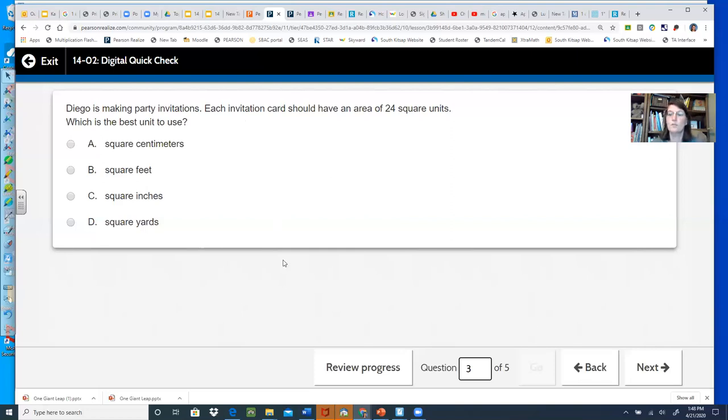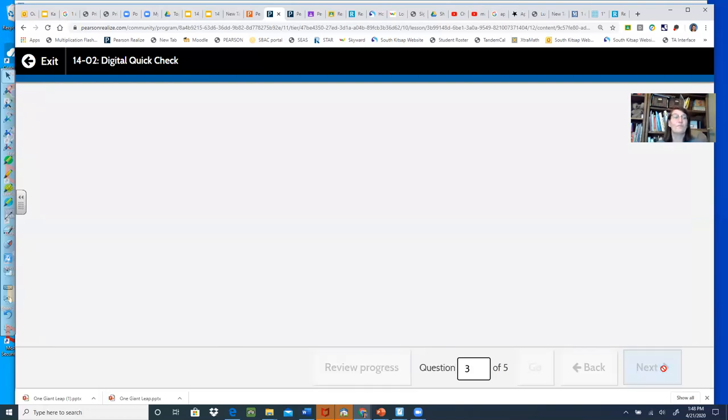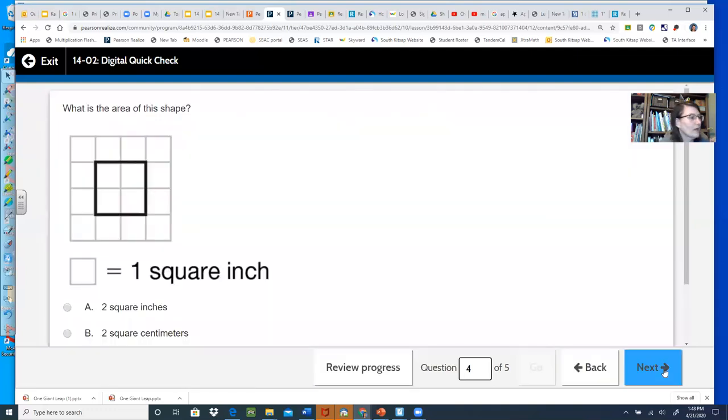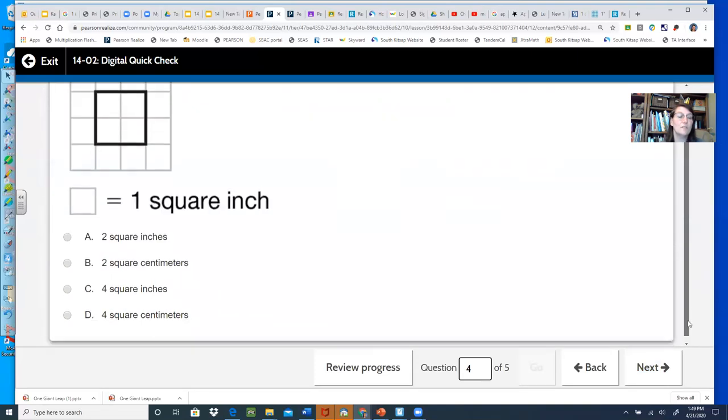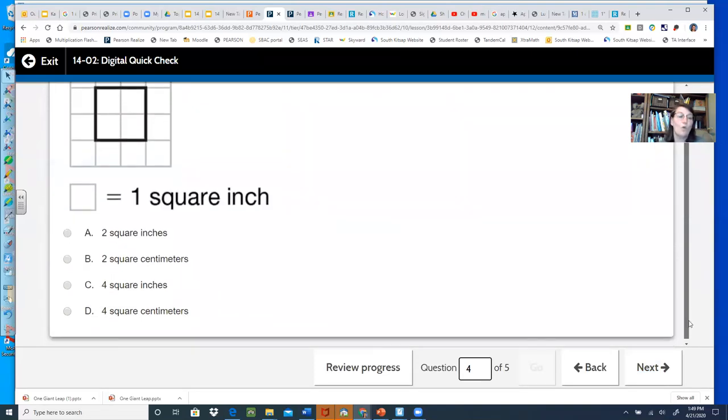Okay, on to number 4. What is the area of this shape? So look at our unit. Count how many are inside. Is that 2 square inches, 2 square centimeters, 4 square inches, or 4 square centimeters?